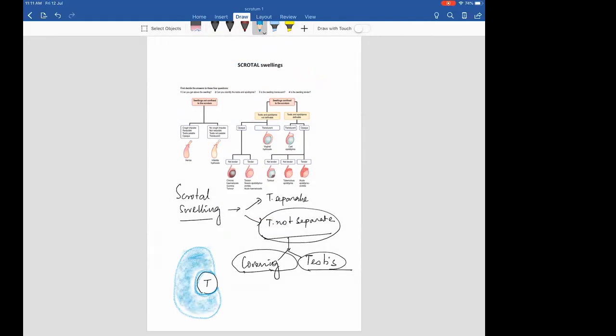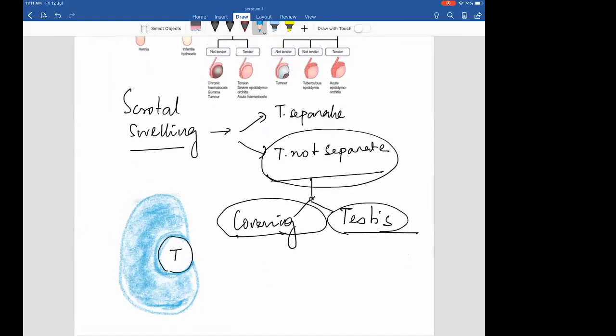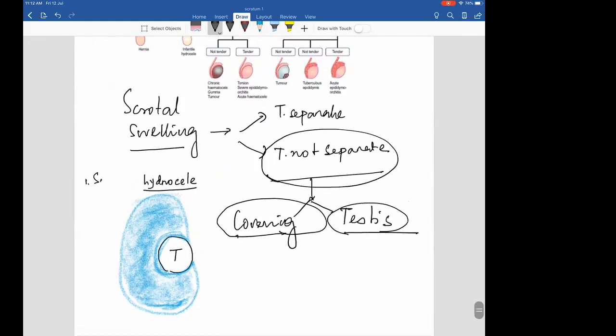So this type of swelling, which surrounds the testes and is technically a fluid collection, will be called a hydrocele. This type of swelling which surrounds the testes is called a hydrocele. What is this particular point about a hydrocele? Again, they are scrotal swellings.